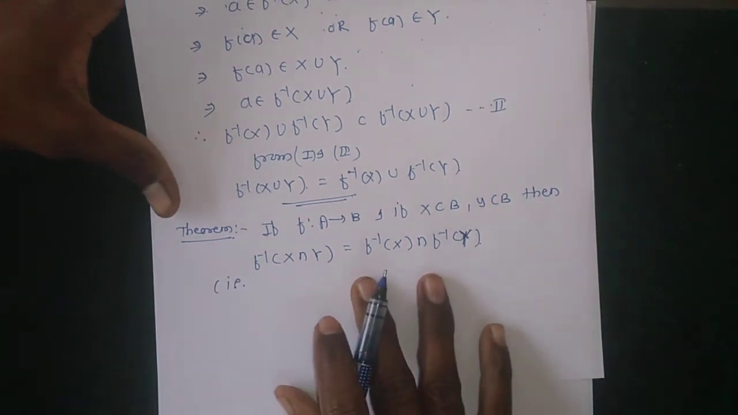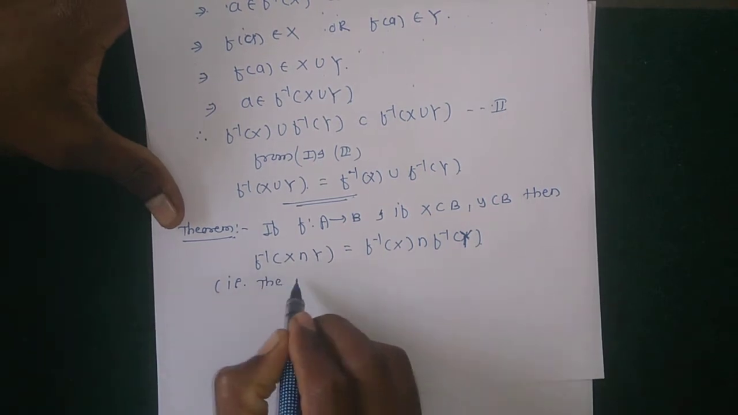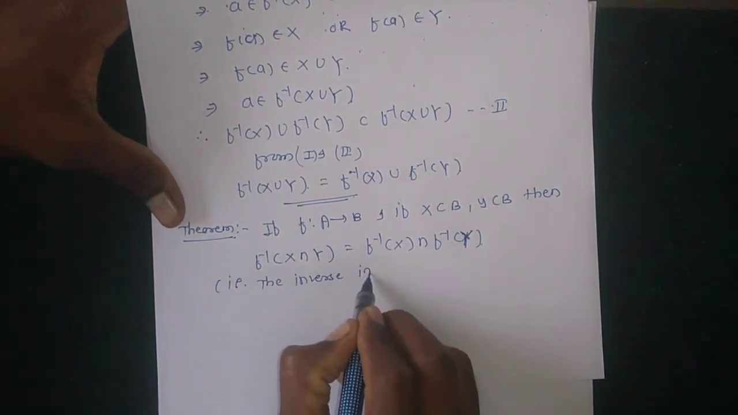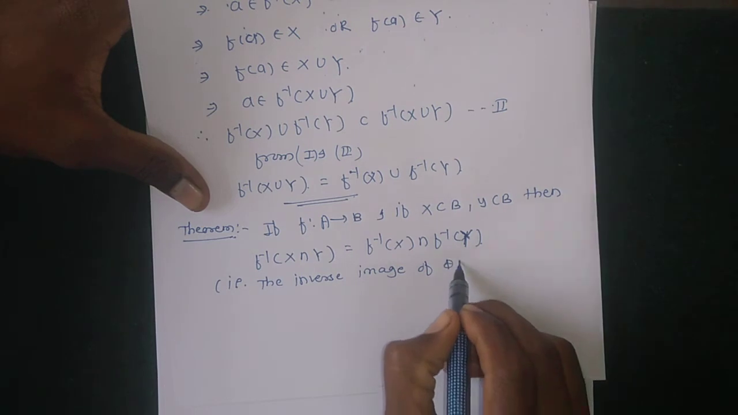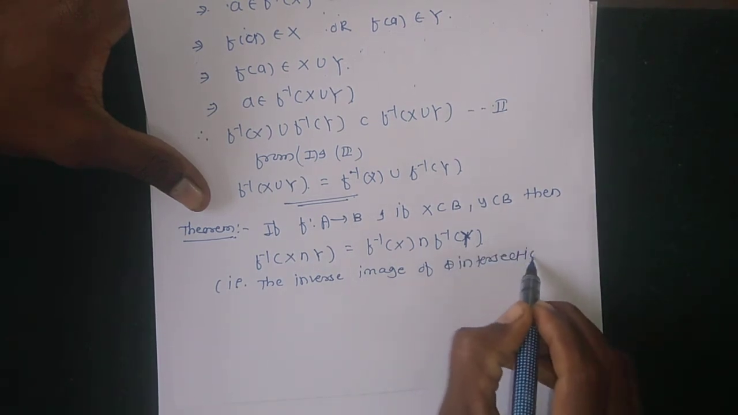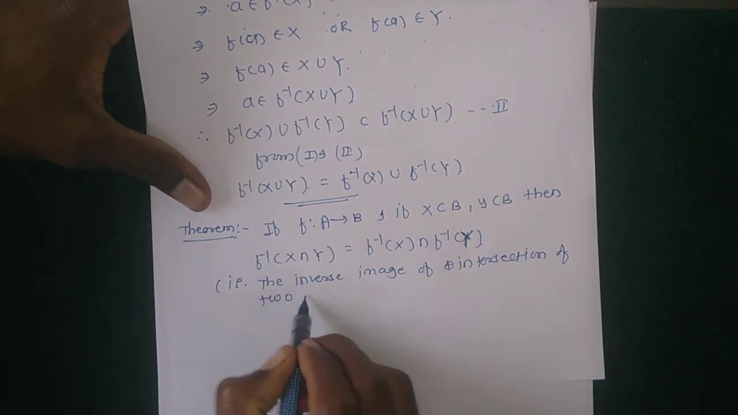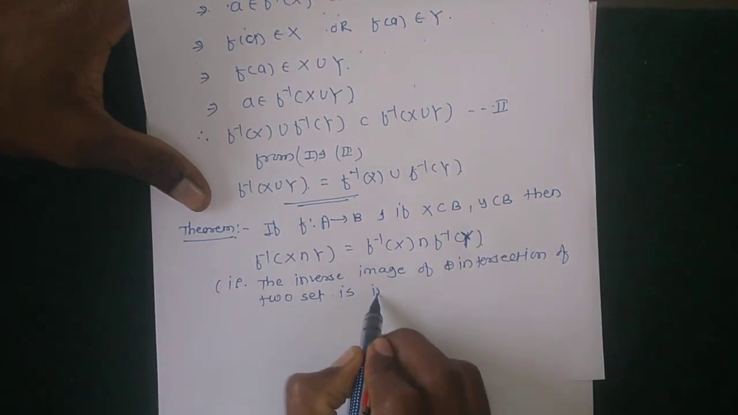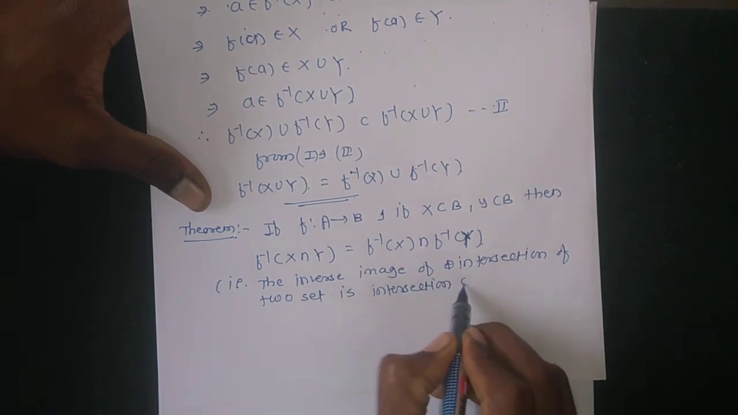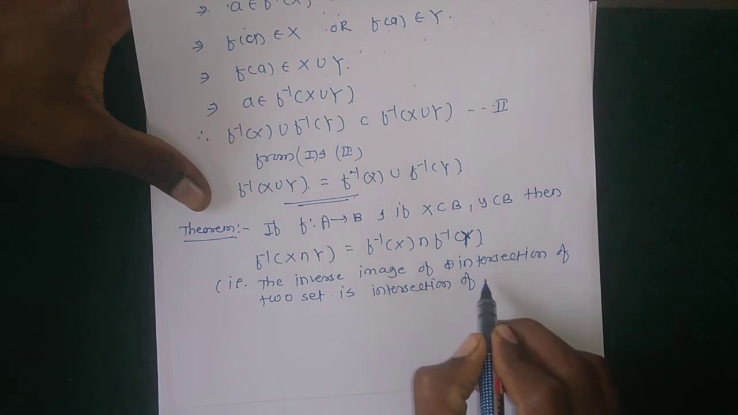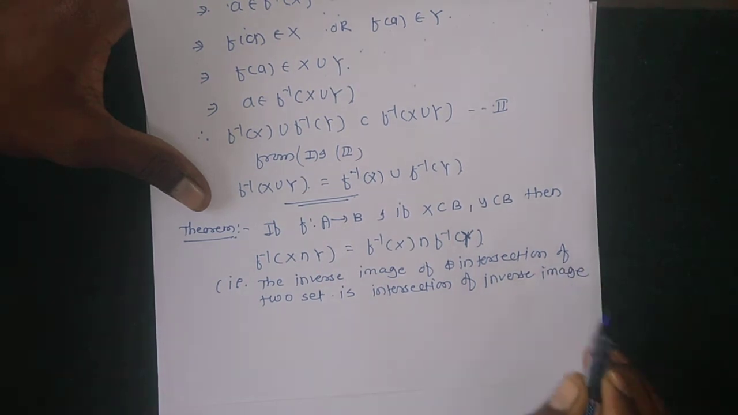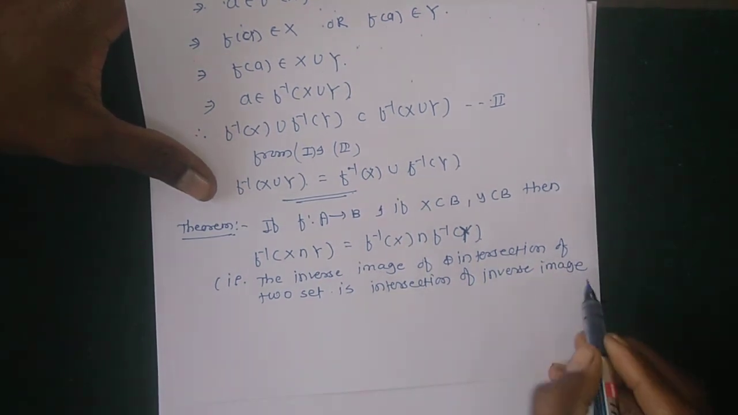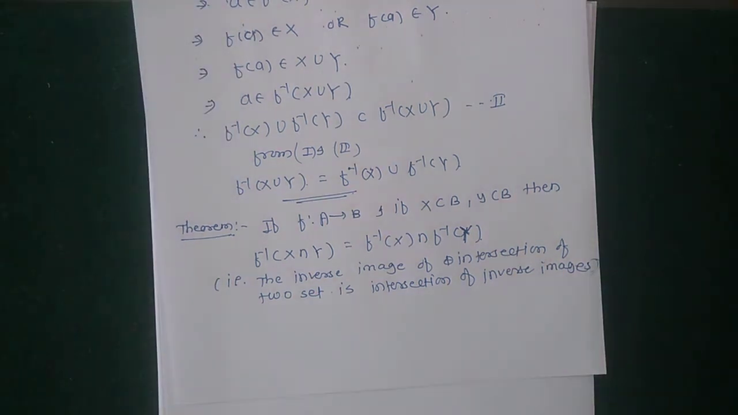That is, the inverse image of the intersection of two sets is the intersection of the inverse images. This is the meaning of this theorem.